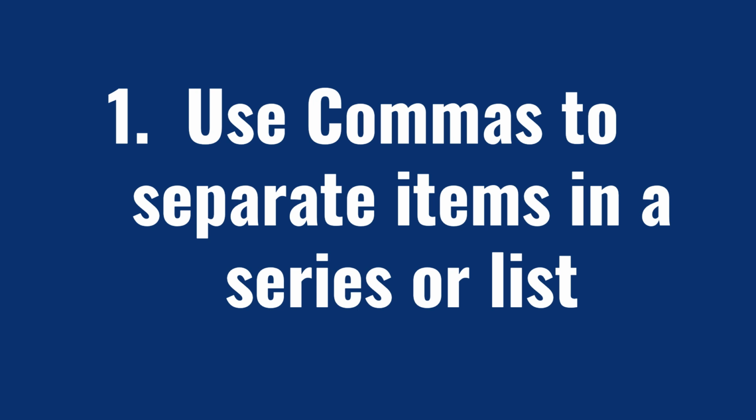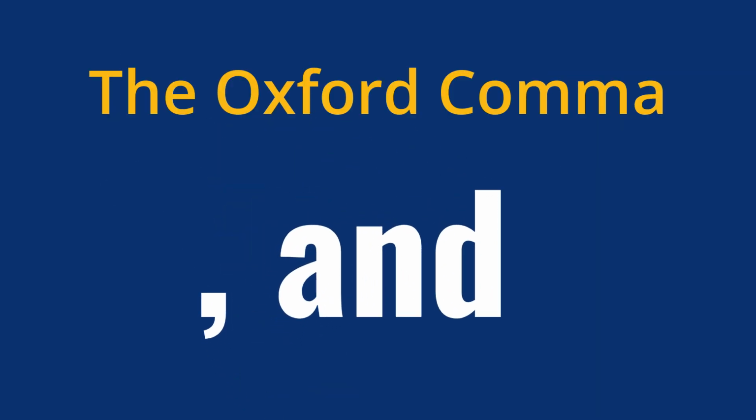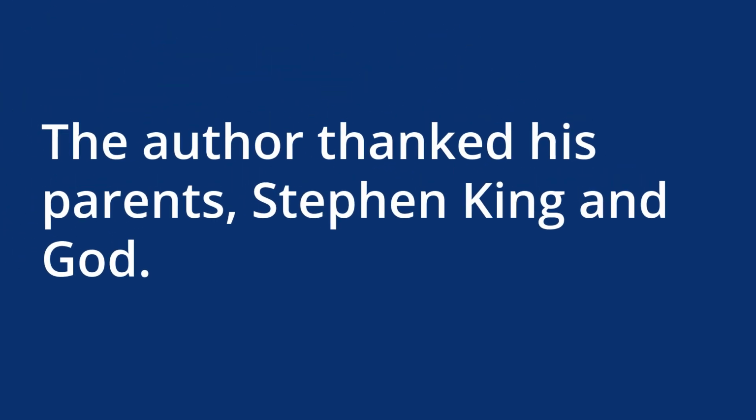Comma Rule 1. Use commas to separate items in a series or a list. Here's an example that uses this rule. The author thanked his parents, Stephen King, and God. The comma before the conjunction and in this sentence is called an Oxford comma, and it's considered optional. However, look what happens when we don't use it. The author's parents become Stephen King and God.